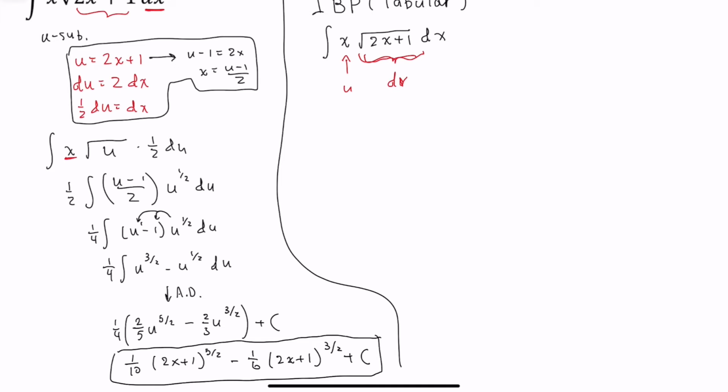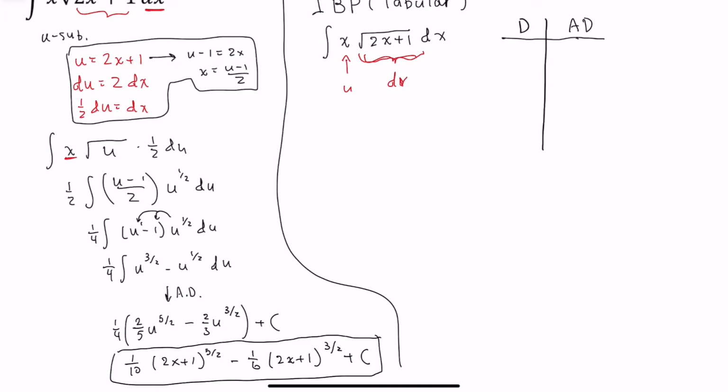The radical kind of stays. Imagine it's all to the 1/2 power. You bring it down, and then you get negative 1/2 and then negative 3/2, and the power never gets to 0 actually. But with the tabular method, what we're going to actually do is create this table where u is our derivative column and dv represents our antiderivative column.